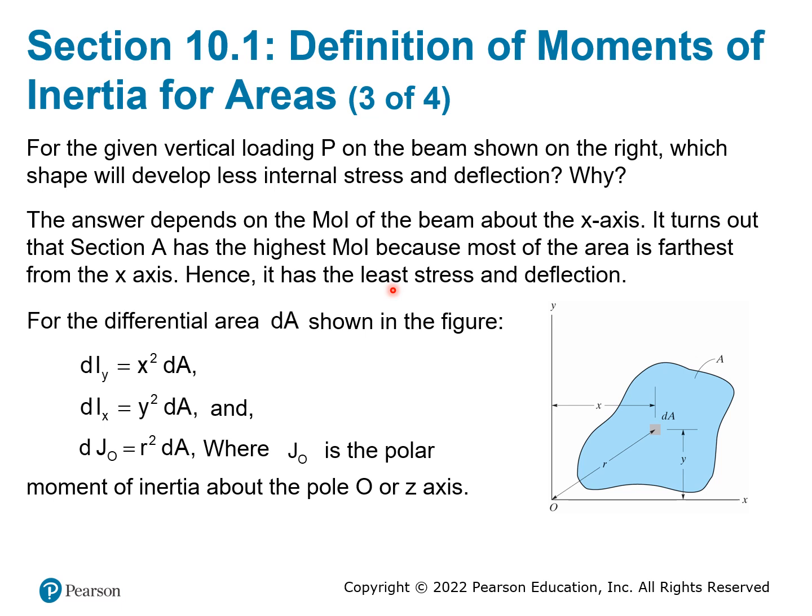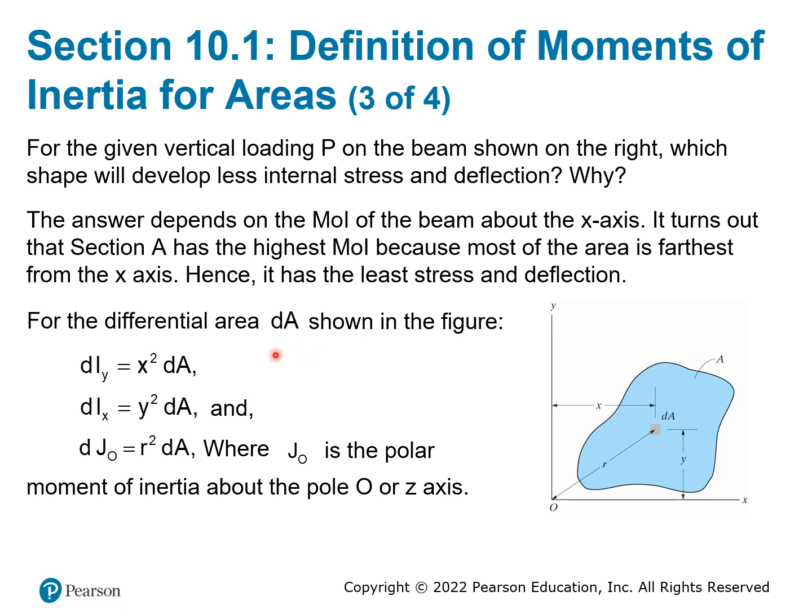All right, here we have a very practical example. The total moment of inertia, we want to calculate that. If you have a vertical loading P applied to the beam, which is the one that we just showed you, the three beam sections are loaded identically, but their shapes are different. Now, which one experiences the least deflection and internal stress? That is the question that we wanted to find out.